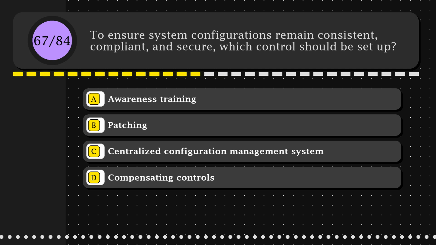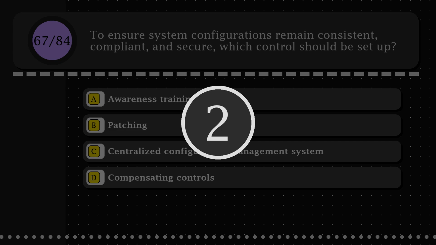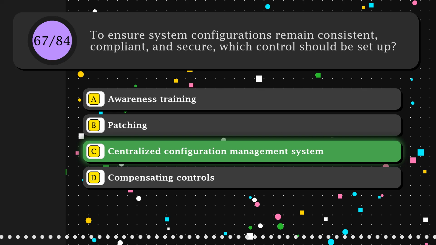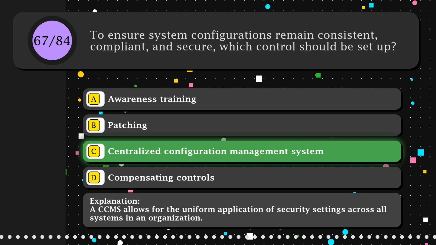Option A, awareness training. Option B, patching. Option C, centralized configuration management system. Option D, compensating controls. The correct answer is option C, centralized configuration management system. A CCMS allows for the uniform application of security settings across all systems in an organization.